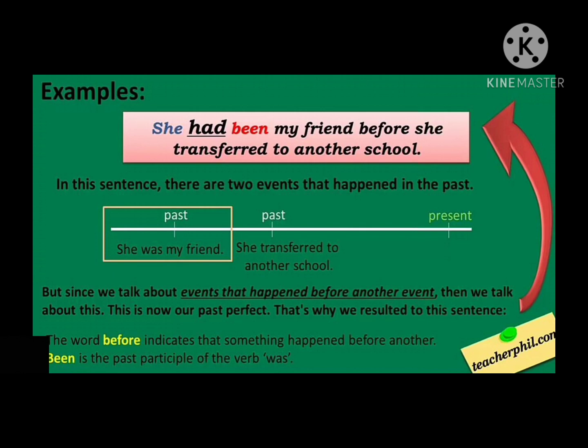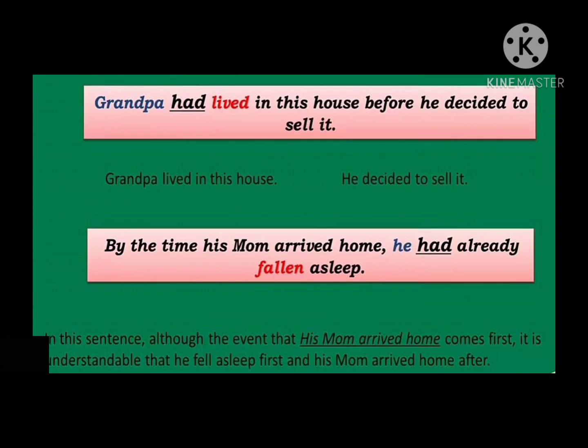Here we have two events. They are, she was my friend, and another one is, she transferred to another school. Between these two events, she was my friend is the earlier action. To refer to that, it is written in past participle form, right? The word before, an adverb of time, indicates that something happened before another. Been is the past participle form of the verb was, right?